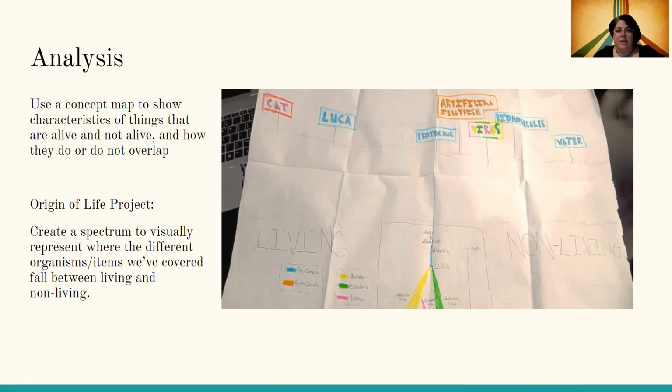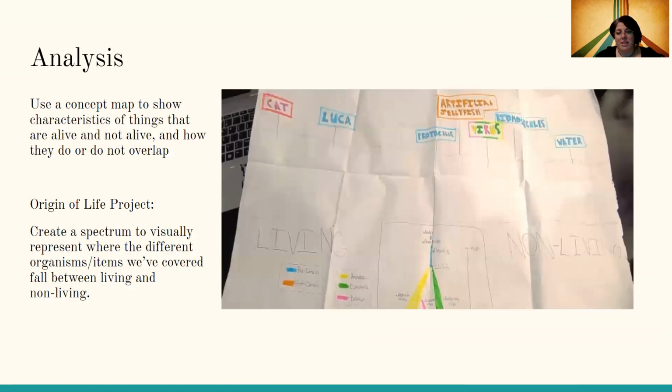In this case, we actually had them do a slightly different sort of organizer. We had them create a spectrum from living to non-living, and then place all of the things that we discussed on the line. So in this case, we talked about protocells. We read an article about artificial jellyfish, LUCA, which is the last universal common ancestor. And so they had to basically decide in relation to their criteria, where would they go on the line in reference to each other? So the decision of where to visually put this was important.